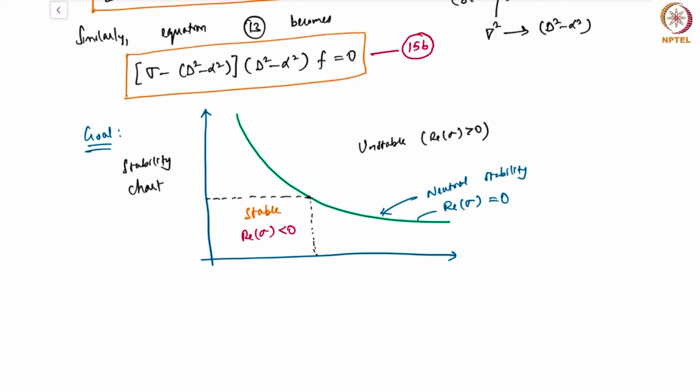Now let's also understand what are the possible ways in which a flow can become unstable. Let's say we have some arbitrary control parameter, and everything else is being held constant.